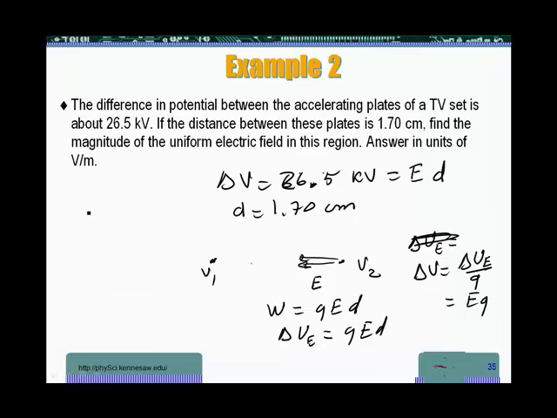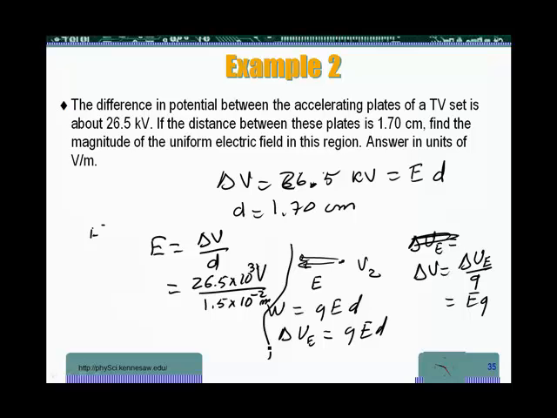So in this case, to find E is just delta V over D. Okay, let me try to erase this to have space. And that's going to be 26.5 times 10 to the 3 volts over 1.7 times 10 to the minus 2 meters.